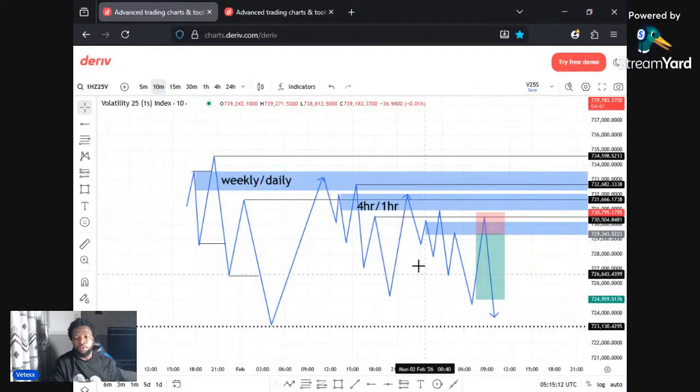So this is it. It's quite simple, right? So you have your first break here, second break here, sweep, first sweep, protected high. Then this is basically it.